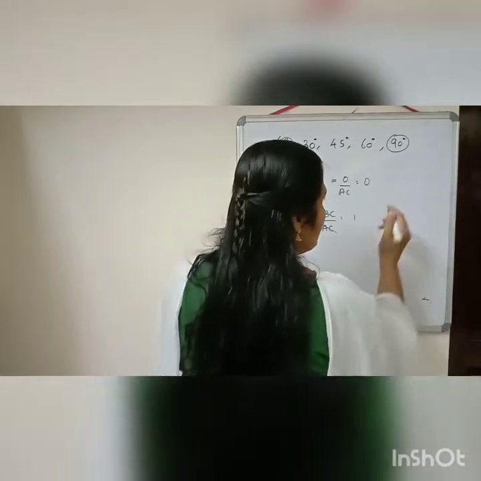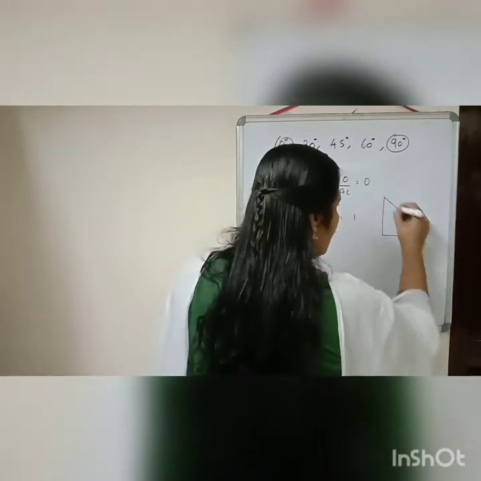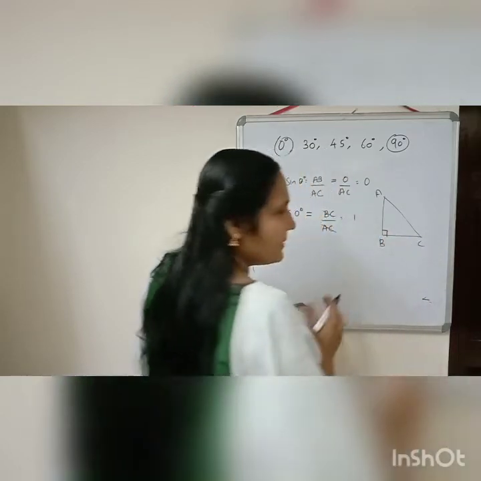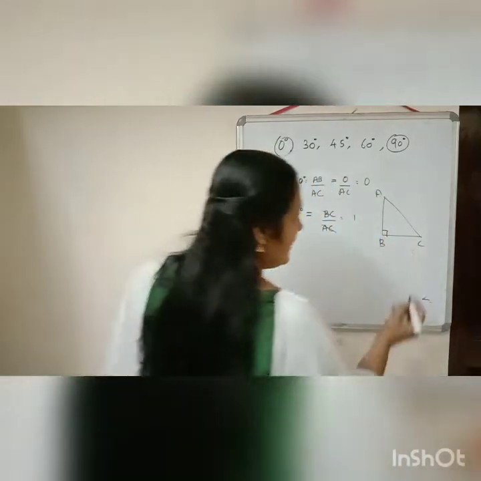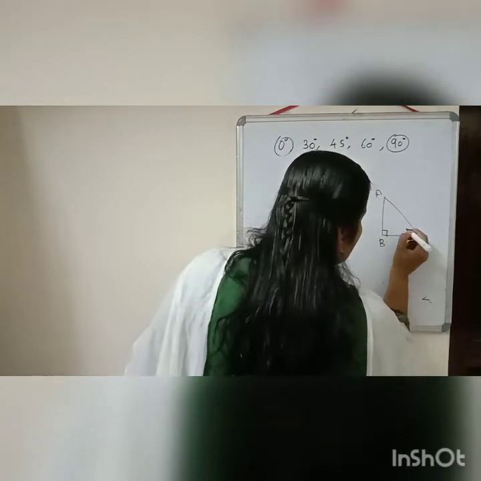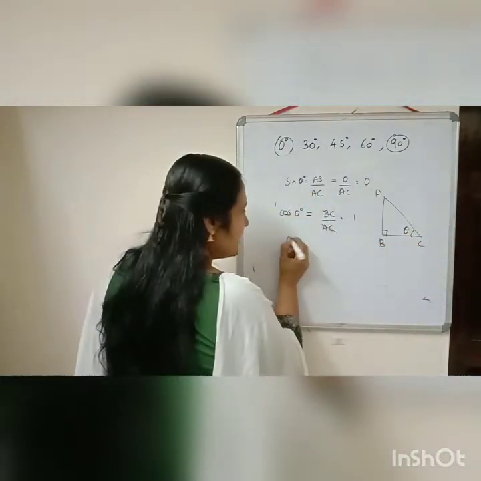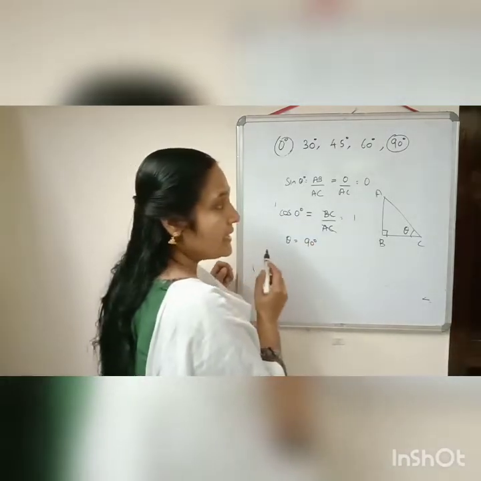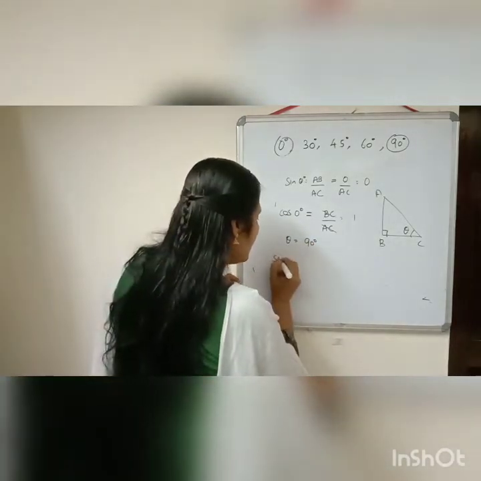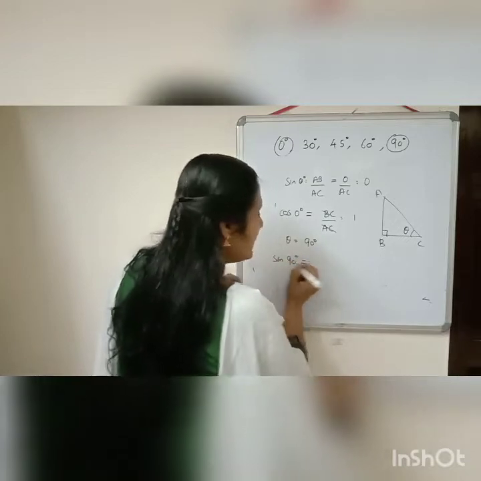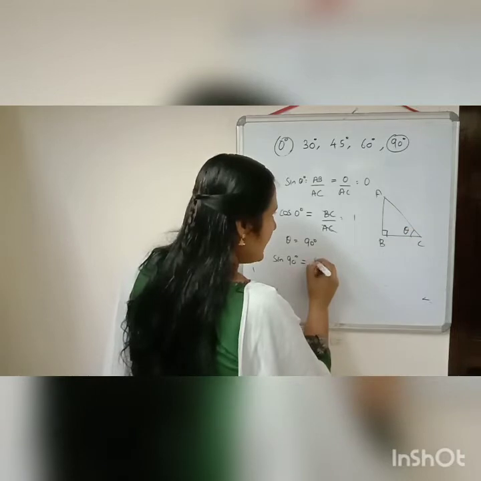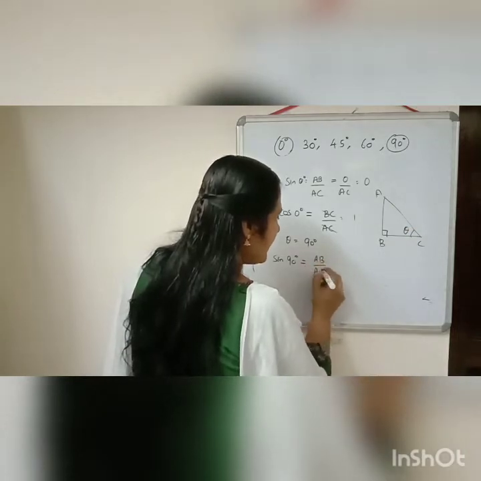In the same way, if we have to find out the value of 90 degree, just check in the right triangle ABC. Suppose we have a triangle ABC, angle B already is equal to 90 degree. Now this angle is theta. When theta is equal to 90 degree, now we will calculate what will be sine 90 degree. So according to the formula, sine 90 degree will come AB by AC.